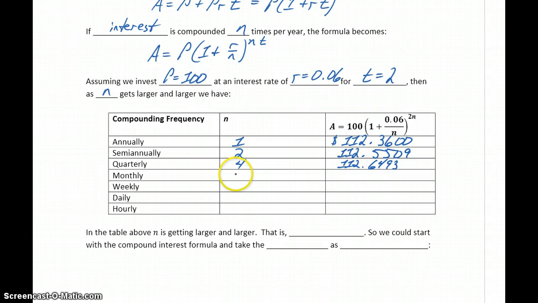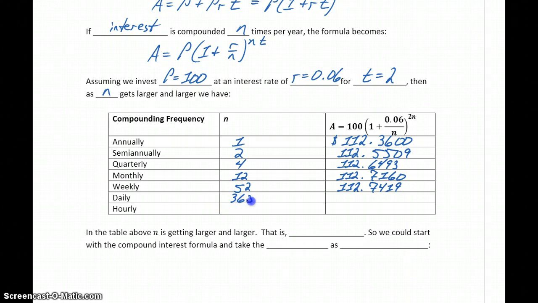If interest is compounded monthly, then it's compounded 12 times a year, and our total amount would be $112.7160. So even though we're not seeing huge leaps, we are seeing that as our interest is compounded more times per year, the amount at the end is increasing. If we increase this to weekly compounding, there are about 52 weeks a year, so that final investment would be $112.7419.